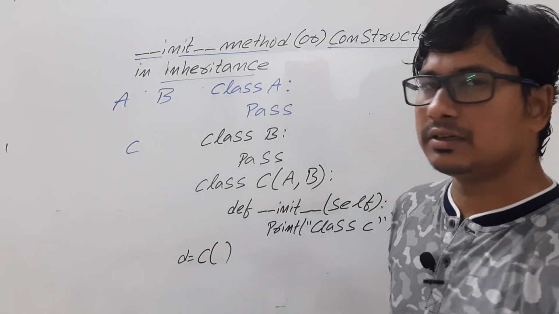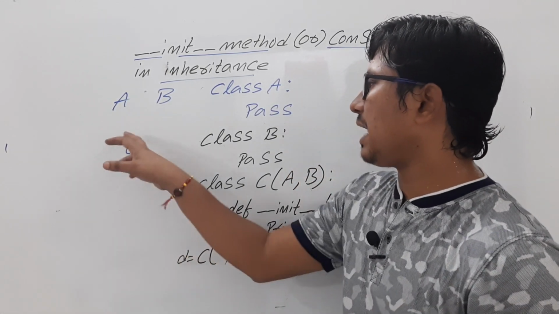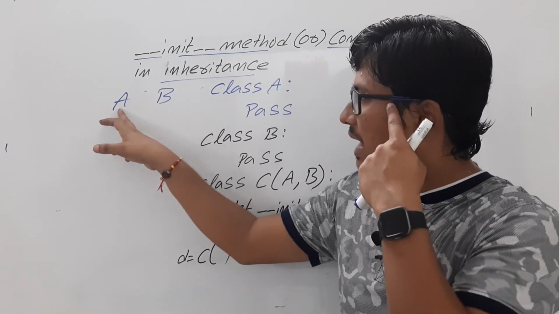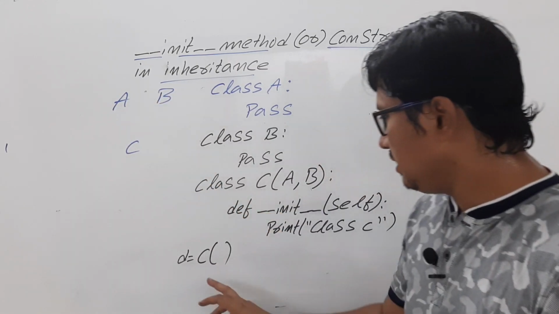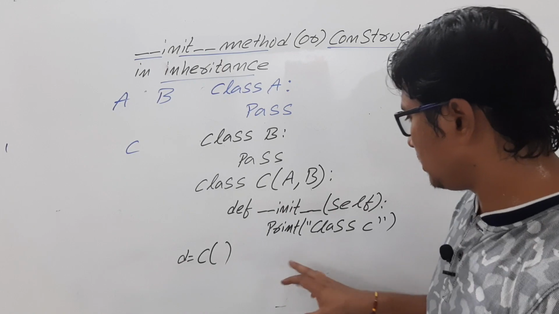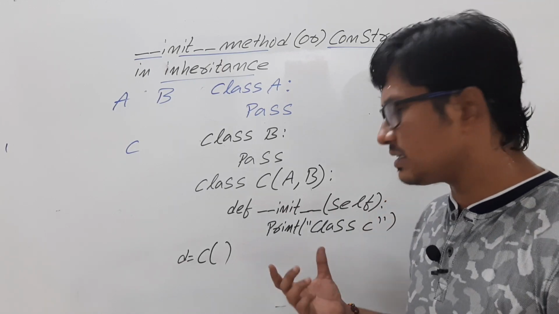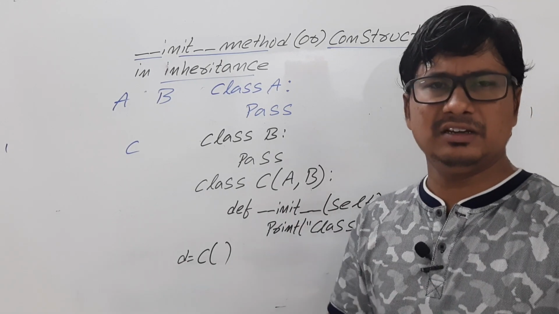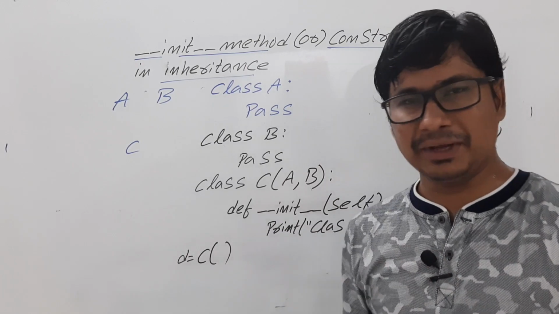Now what is the meaning of this one? Class C will get the properties of class A and also class B. In this case, what will be the output? Obviously, you will get the output as class C. This is nothing interesting. Am I right or wrong?